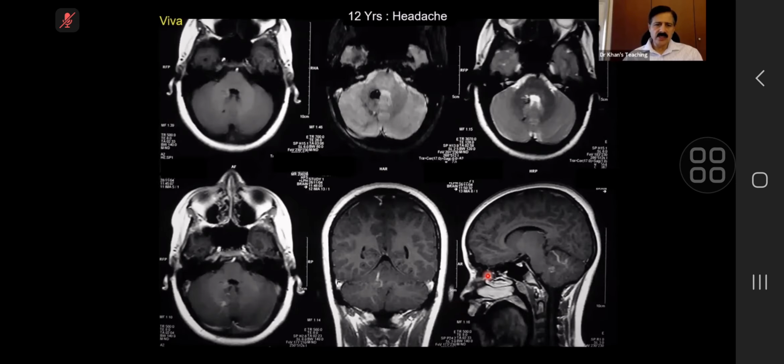Okay, this is a 12-year-old presented with headache. T1 weighted, T2 star, T2, post-contrast T1. Over to you.